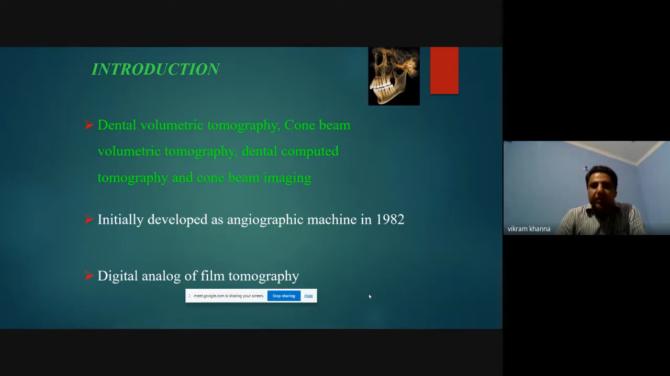But as time passed, they have improvised upon the machine, and now it has been changed to such a level that it has been used as a mammography machine, or you can install it on a C arm. So they have made many changes to it, so that it could be beneficial to the patient.